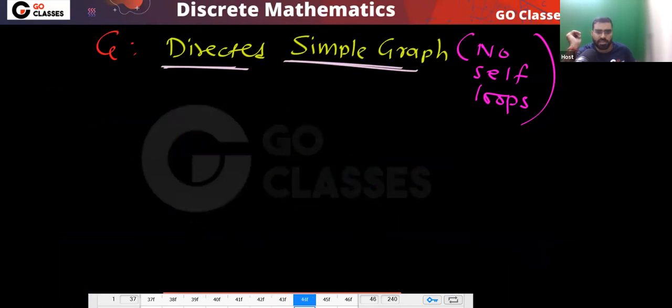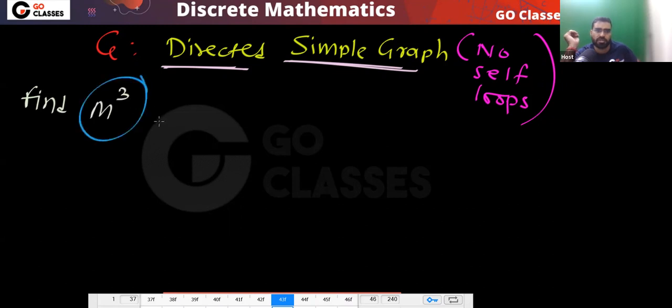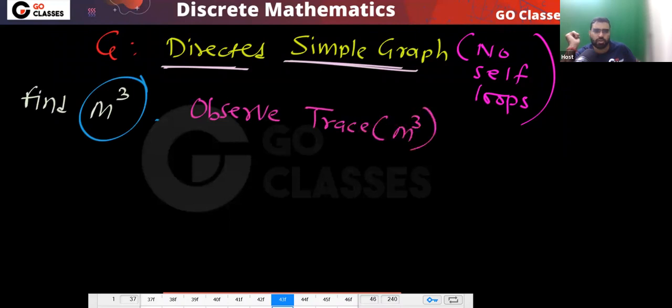So the final conclusion that we can get is this. One more thing, one triangle. So you have this graph. Now find the trace. First of all, you find M power 3, because I am interested in walks of length 3. So I will find M power 3. Now again, you observe the trace of M power 3.